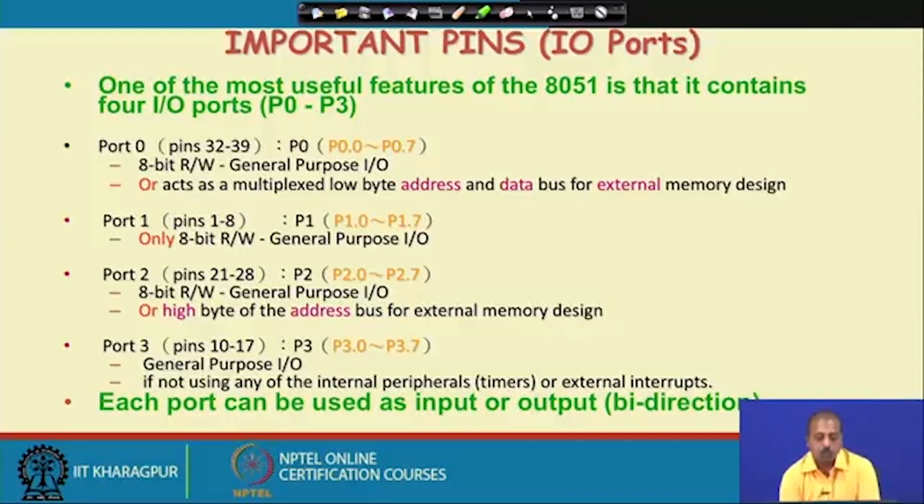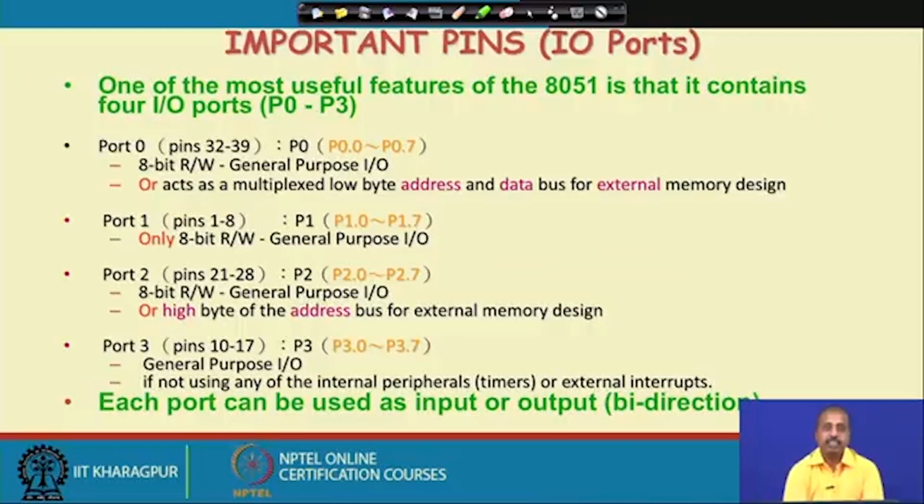For port 2, this will occupy pins 21 to 28 and is written as P2.0 to 2.7. Again this is multifunctional. First, it provides 8 bit read write operation for general purpose input output, or it also provides the higher order address bits for the external memory design. So, port 0 was giving us the lower order address bus and the data bus, and port 2 is giving us the higher order address bus. So, for memory connection, we have to use port 0 and port 2 pins.